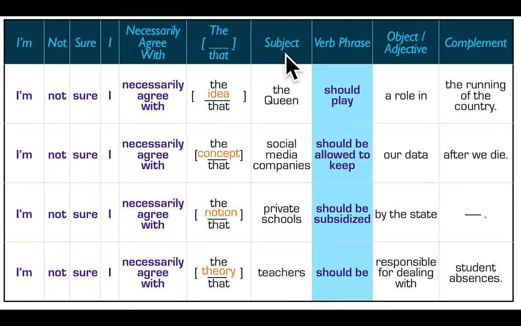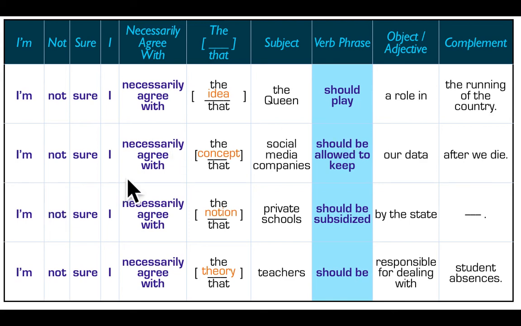So for example, if you're talking about the Queen and what she should do, you could say, "I'm not sure I necessarily agree with the idea that the Queen," and then the verb phrase might have 1 or 2, or look here, 1, 2, 3, 4, 5 words in the verb phrase. 4 of them are verbs and we have 1 preposition. So that's important for you to practice. "I'm not sure I necessarily agree with the concept that social media companies should be allowed to keep our data after we die." That word can be pronounced "data" or "data." It's a word like schedule or either or either. It has 2 pronunciations.